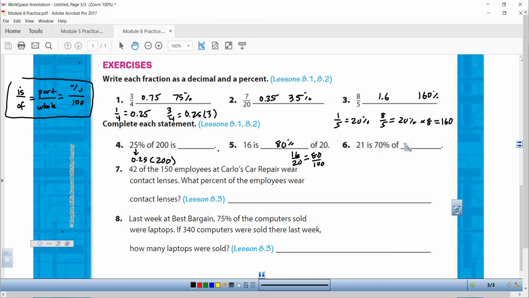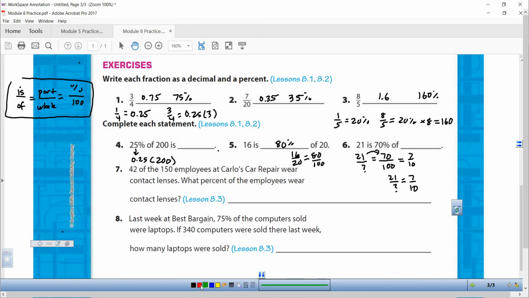All right, 21 is 70% of what? So here we go again. The 70%, I'm going to put the 70 over 100. 21 is, so I'm going to put that 21 on the top because that's the part, and what we don't know is the whole. So the question is, does 21 go into 70 evenly? The answer is no. But what if I simplified 70 over 100 to 7 over 10? Because 70 over 100, I can divide them both by 10. So I get 21 over something is equal to 7 over 10.